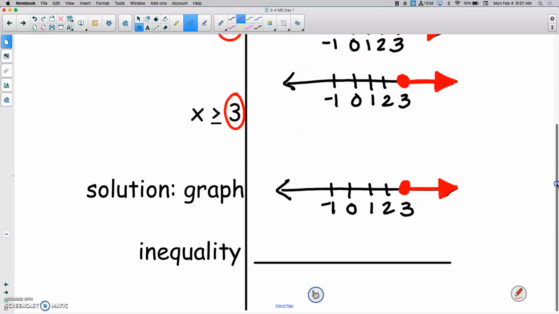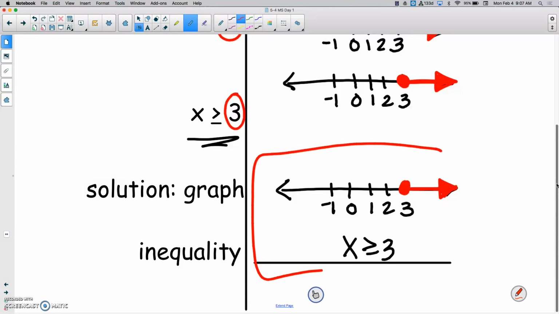So our ray starts at 3, so then the inequality simply matches the second one. X is greater than or equal to 3. So this is our solution.